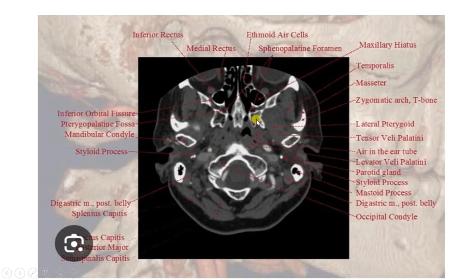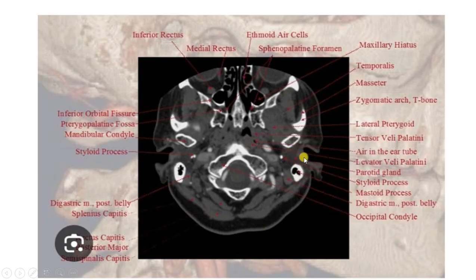the musculature, this is the medial pterygoid plate, and this is the lateral pterygoid plate. So there is a lateral pterygoid muscle, and this is the medial pterygoid muscle, and these are the musculatures of the palate, the tensor veli palatini muscle, and this is the levator veli palatini muscle, and these are the occipital condyles.